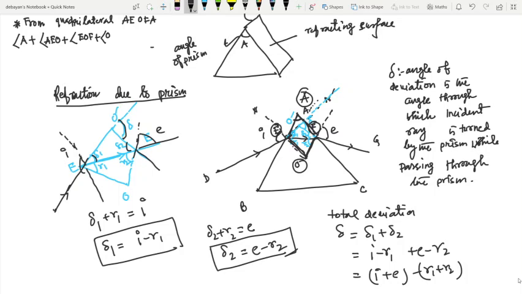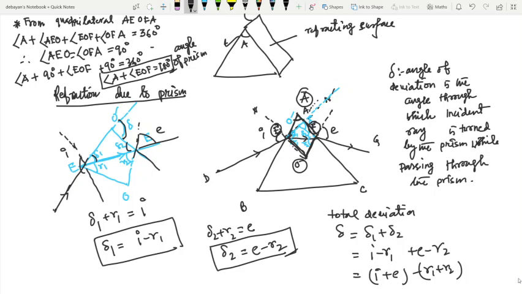Of course, AEO and AFO are both 90 degrees. So we can write A plus 90 plus angle EOF plus 90 is 360, and angle A plus angle EOF equals 180 degrees, which we get from this quadrilateral.